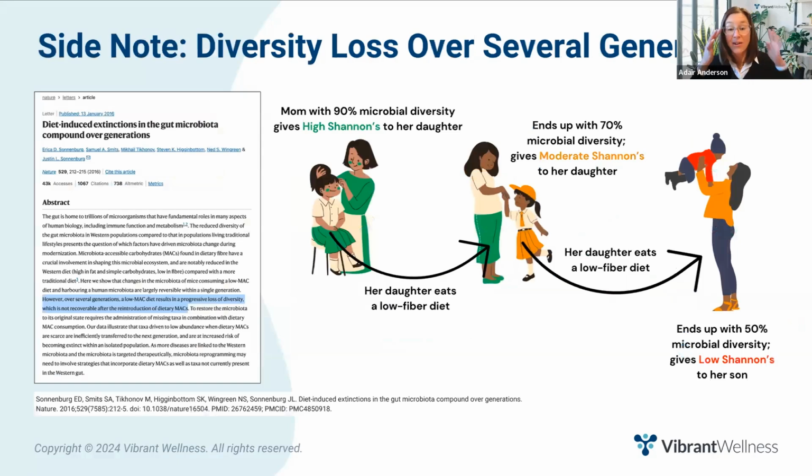Side note, you can't inherit more diversity than your mom has, which is how microbial diversity declines over generations in families who consume low-fiber diets. In this diagram, the mom starts with 90% microbial diversity and gives her high Shannon's Index to her daughter, represented by green clothing. However, her daughter eats a low-fiber diet and ends up with 70% microbial diversity. When she gives birth, she gives a moderate Shannon's to her daughter, represented by orange clothing. But the orange daughter also eats a low-fiber diet and grows up having a low Shannon's Index, which she passes on to her son, represented by red clothing.